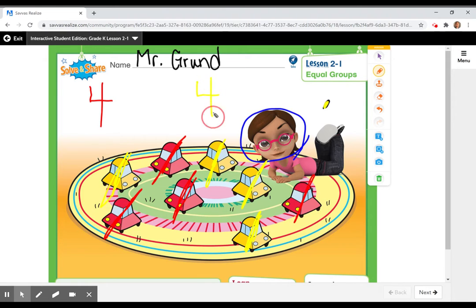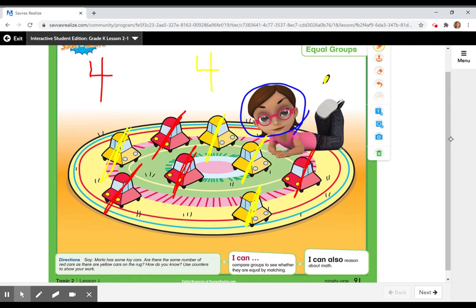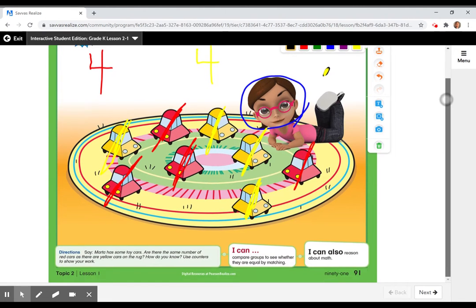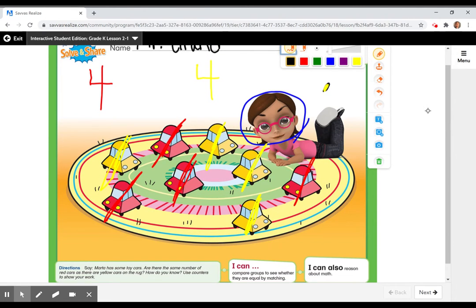Down and over and down some more. That's the way we make a 4. Now, is 4 and 4 the same number? Yeah. So there's the same number of cars, and that's called equal. When something is the same as something else, it's equal. So 4 is equal to 4, and you write an equal sign by 2 lines, just like that.